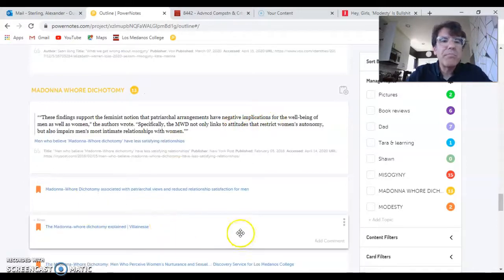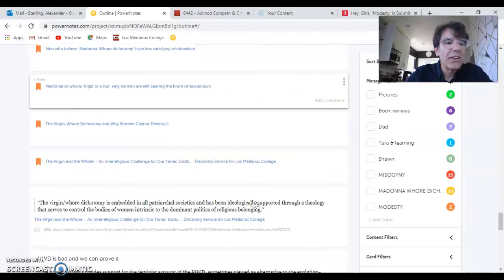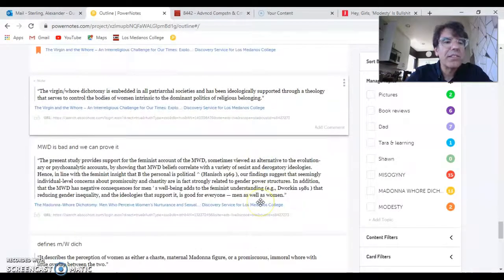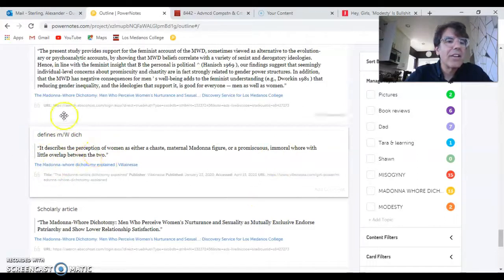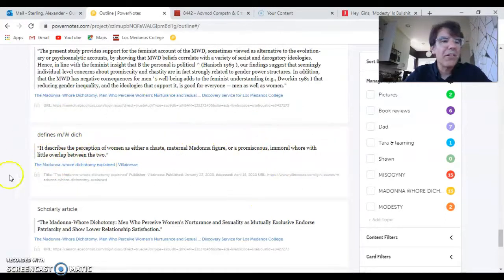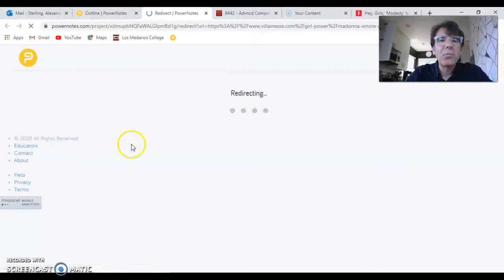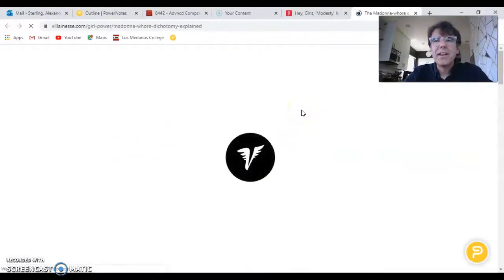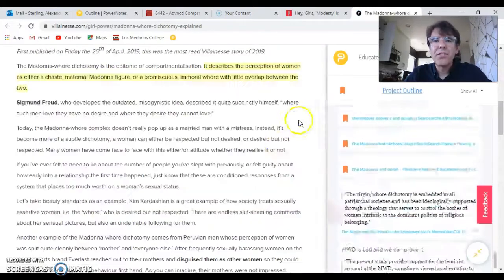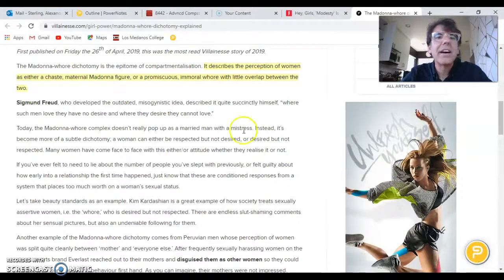So we have some definitions. Let me find you a really simple definition to start. Okay. So again, when you highlight things using Power Notes, you can go back to them. So let's go back to this one. This one is also from an article by a young woman. I guess I find these articles interesting because the authors are 25 years younger than me.